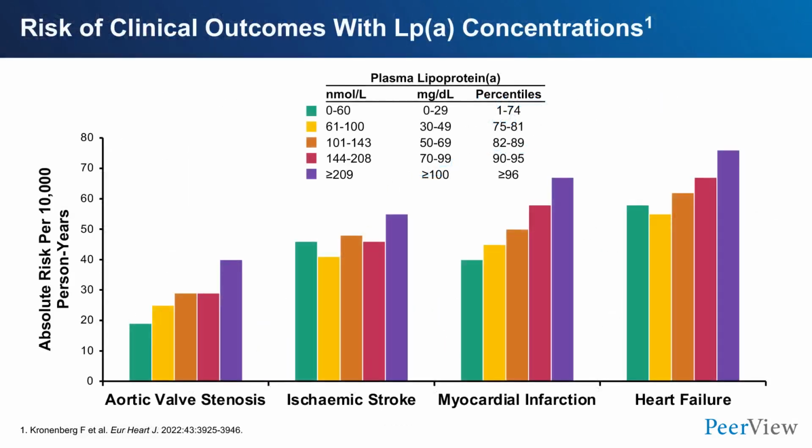And the association of vascular disease risks are related to Lp(a). This is a recent paper by Grunenberg and his group, which I was a co-author of, in the European Heart Journal, looking at their guidelines, showing that aortic valve stenosis, ischemic stroke, myocardial infarction, and heart failure all are associated with Lp(a), and the higher the levels, the more prevalent the absolute risk is for this patient population.